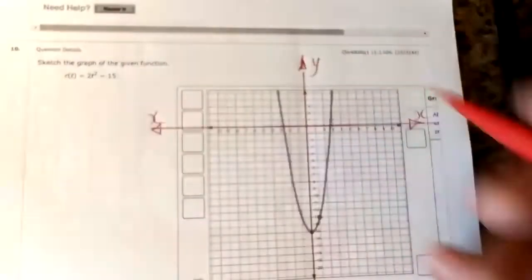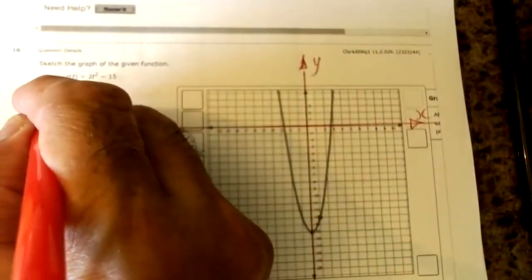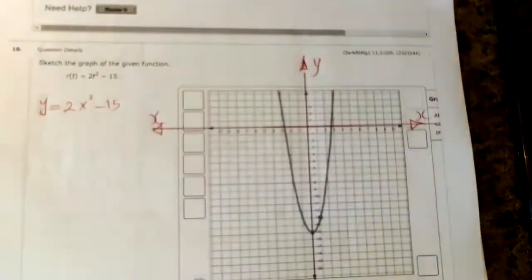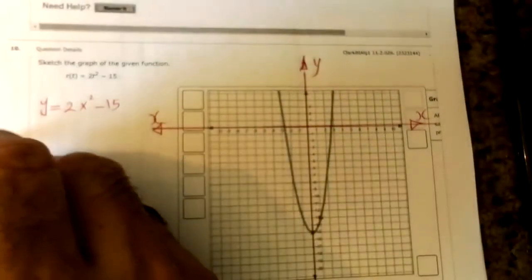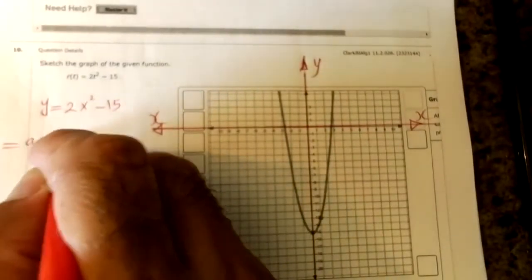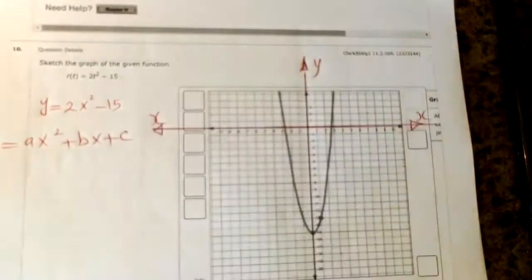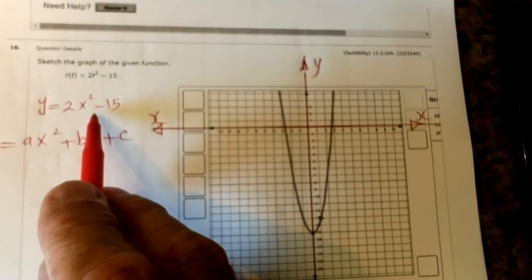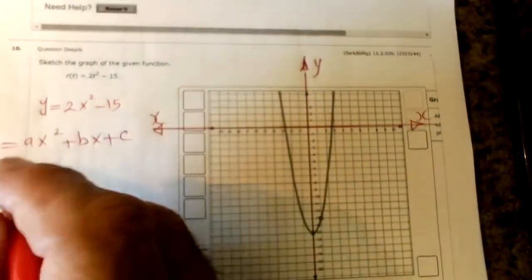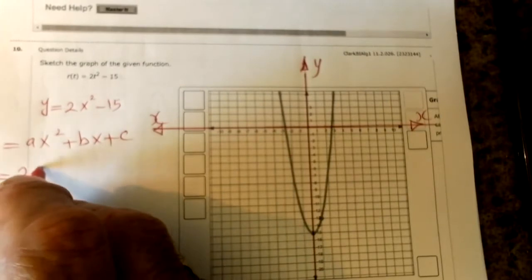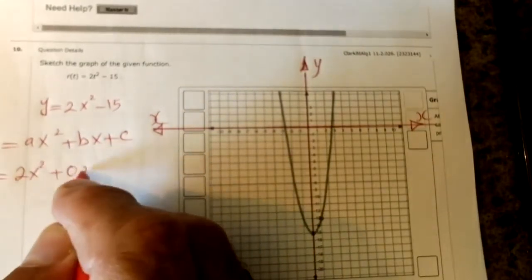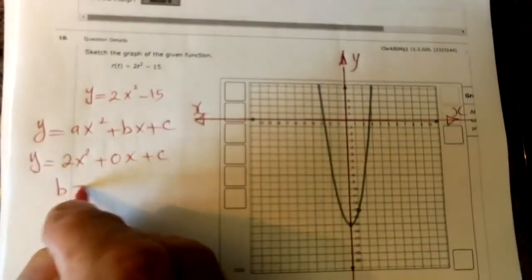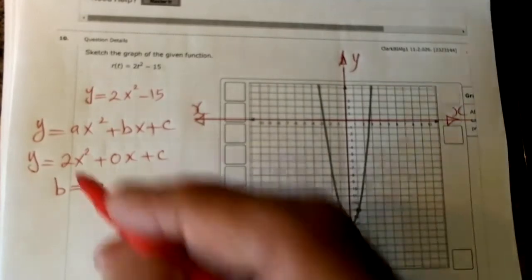So let's say instead of t, use x, okay? It's like this, y equals 2x² minus 15. We know the general equation is ax² plus bx plus c, okay? So obviously there is no b here. If I want to write that equation, I can write it like this: 2x² plus 0x plus c. So you don't have any b in this problem. b is 0. What is the value of a? a is 2.